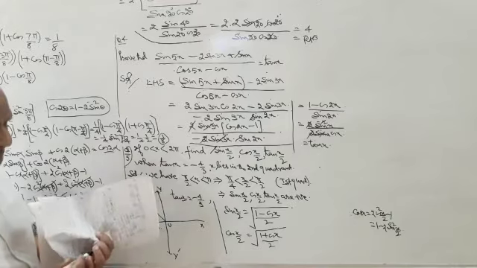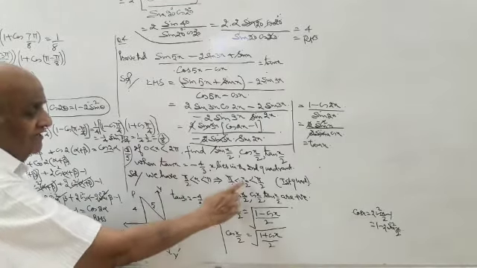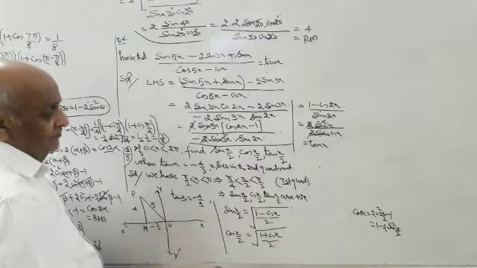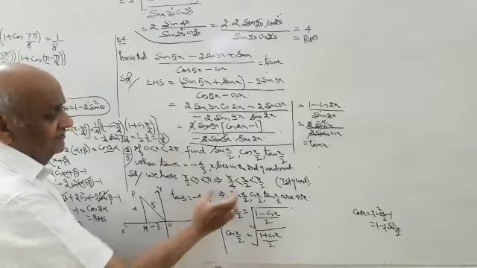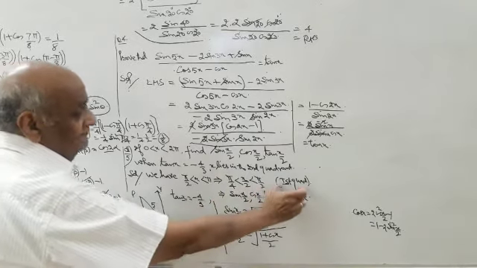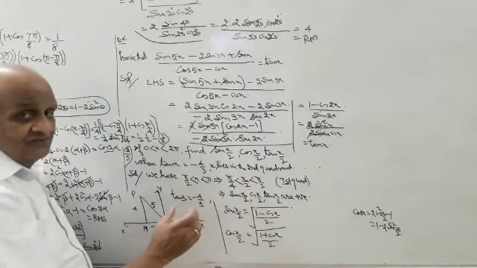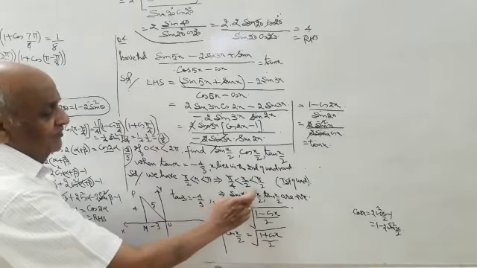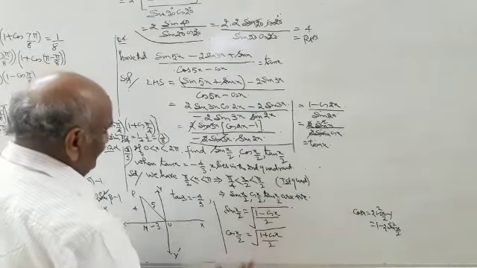But I want x by 2. So I say this implies pi by 4 less than x by 2 less than pi by 2. That is, you want x by 2. And this is nothing but the first quadrant. I say first quadrant. So in the first quadrant, by sign conventions, it is sin x by 2, cos x by 2, tangent x by 2 are positive.